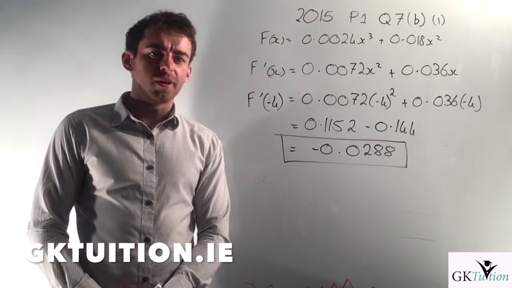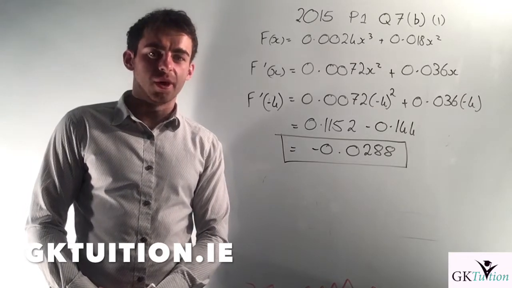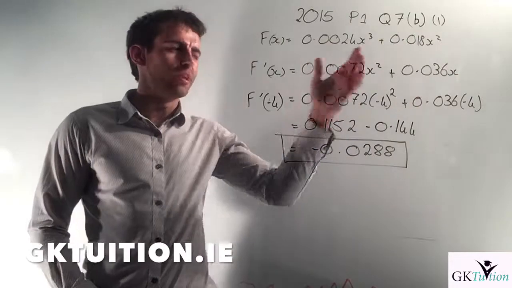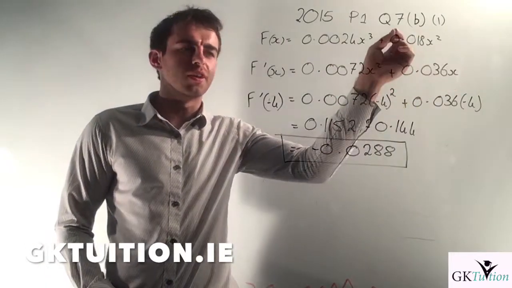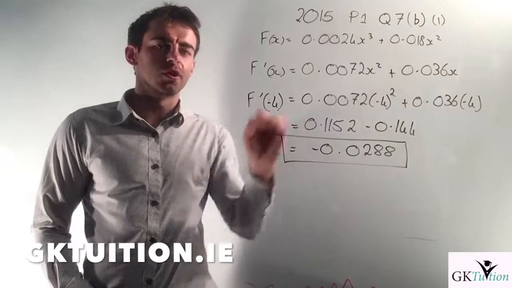Now in the next part of the question, we're asked to find the derivative of f of x when x equals minus 4. Notice now my c times x and my d are gone, because I know c is 0 and I know d is 0. So my f of x has now just got two terms in it.